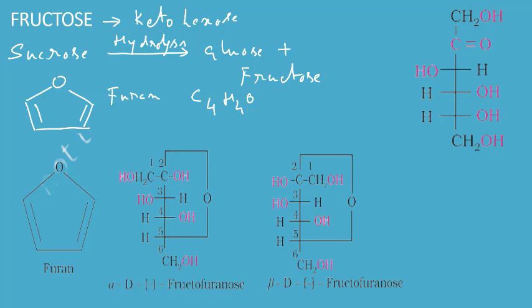So in the alpha isomer, the CH2OH, that is the first carbon, present on the second carbon, is on the left side. Therefore this is the alpha isomer. Whereas in the beta isomer, the CH2OH group, that is the first carbon, is present on the second carbon on the right side. Both are D configuration, because with respect to glyceraldehyde, the hydroxy group present on the fifth carbon is on the right side. Therefore this is D.